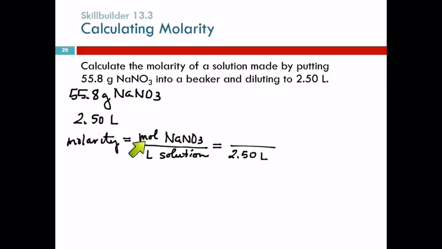They didn't give us moles of sodium nitrate, they gave us grams. How can we find the moles? We need the molar mass, right? So we go to our handy dandy periodic table. Sodium is 22.99. There's one of those. And nitrogen is 14.01. There's one of those. And there's 3 oxygens. And we add those together.